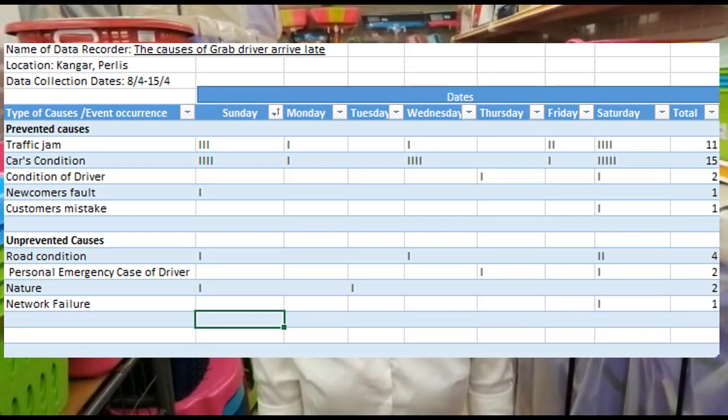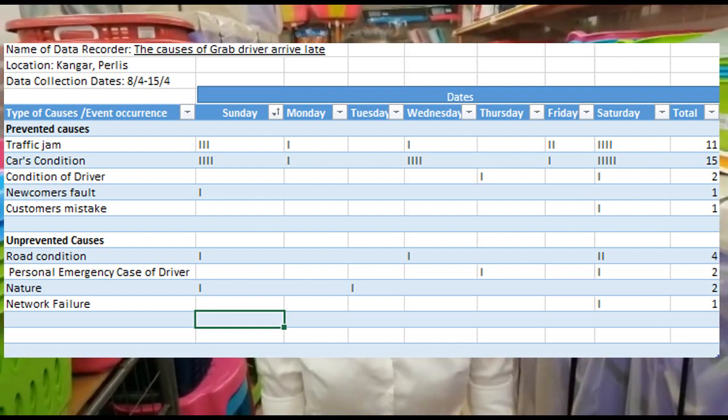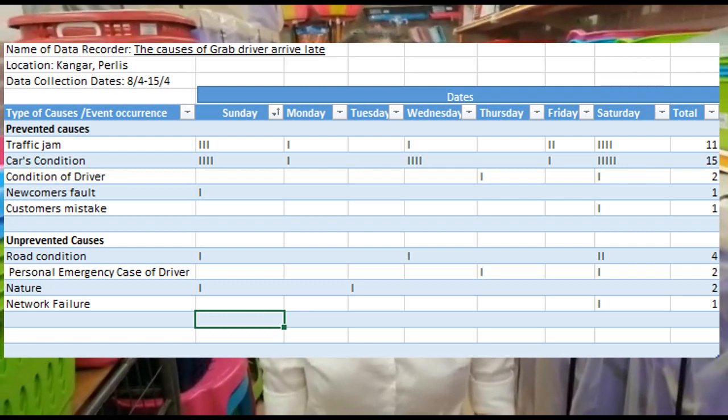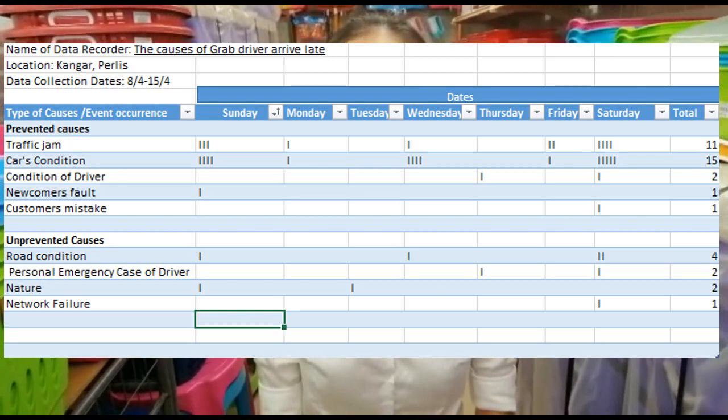This checklist shows the causes of the Grab driver arriving late to the place where the customer waits, and these causes are categorized into two aspects: the causes that can be prevented, and the causes that cannot be prevented. Through the data in the checklist, we know that the car's condition of the Grab drivers is the root cause of the problem, as these cases happened 15 times in a week, which is the highest occurrence.